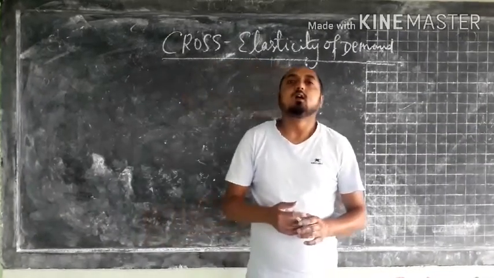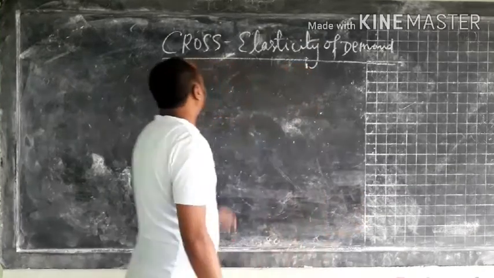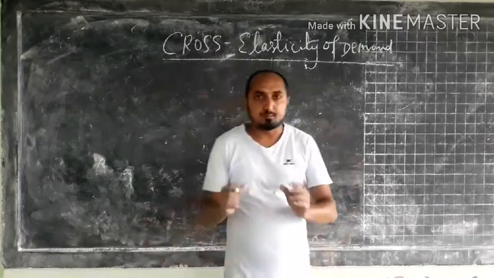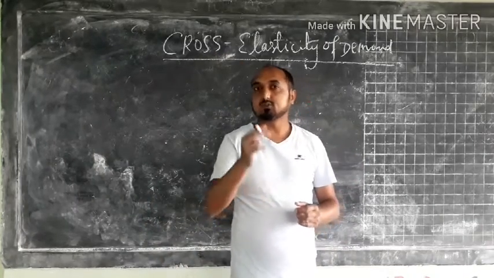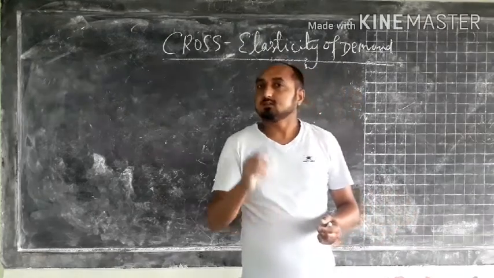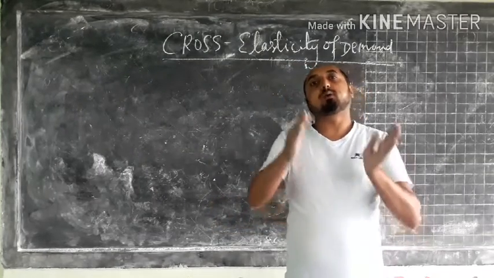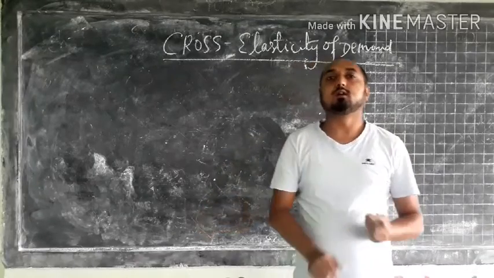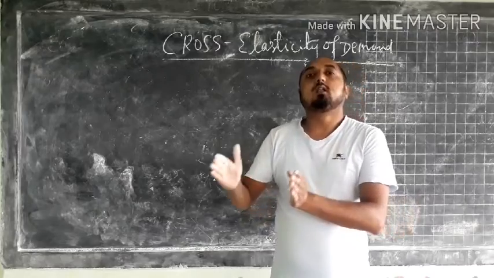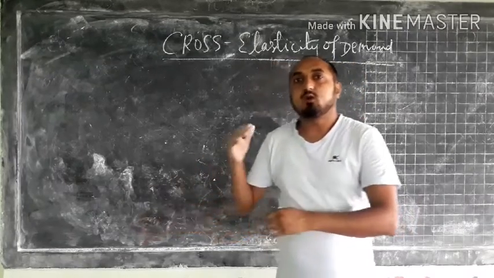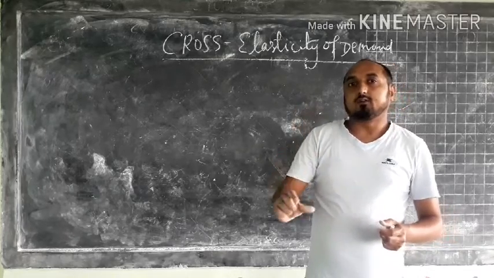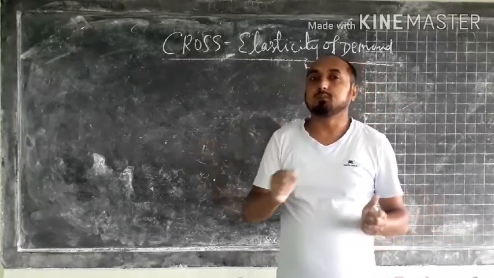So, today I am going to start cross elasticity of demand. Now, before going to this topic, in chapter number 2, we have done that the quantity demanded of a commodity is not affected by only the price of its commodity but also the price of some other related commodity. So quantity demanded can be influenced by the price of its substitute or complement goods.